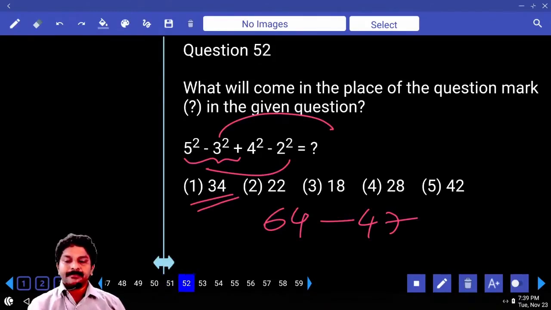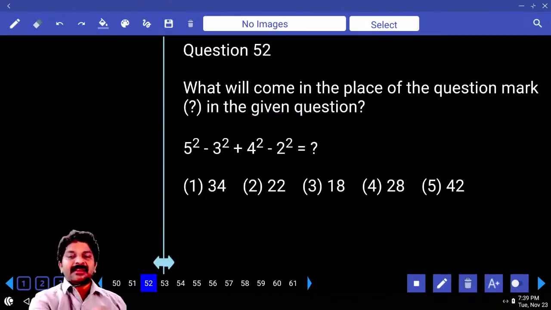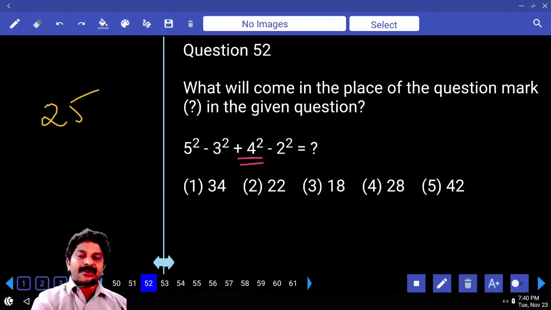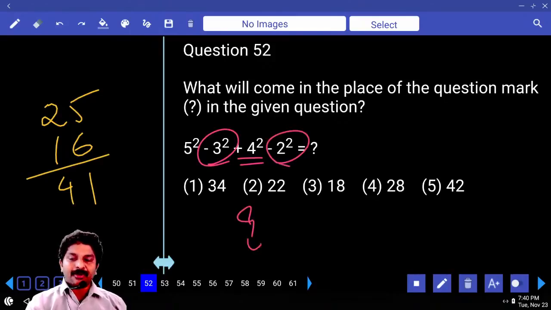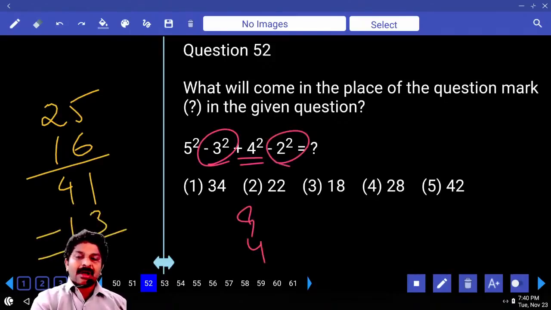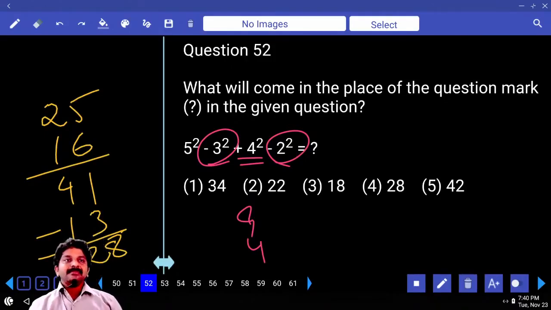Next, 5 square, positive number, 4 square. So far it is 41 only. Negative numbers 9 and 4, total. Now the answer is 28.